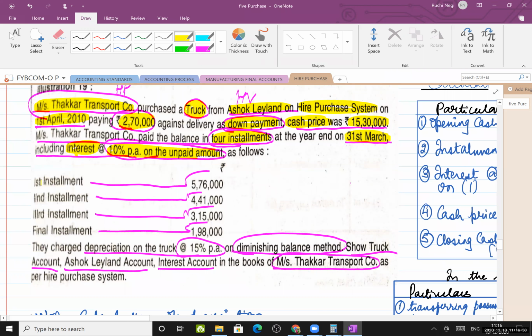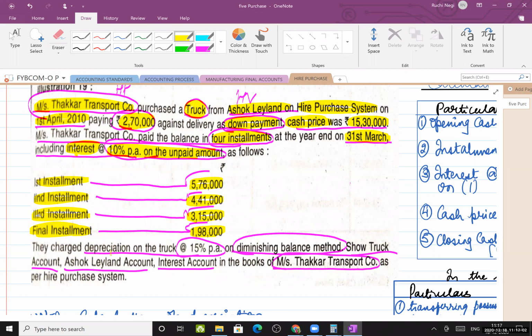So these are your installments, your first installment, second installment, third, and the final, that is the fourth installment. So ये जो amount है 5,76,000, 4,41,000, 3,15,000 and 1,98,000, this is inclusive of interest. इसमें interest already add किया हुआ है. Last lecture में जो मैंने sum लिया था उसमें interest added नहीं था, हमने add किया था. इसमें already added है. Okay?